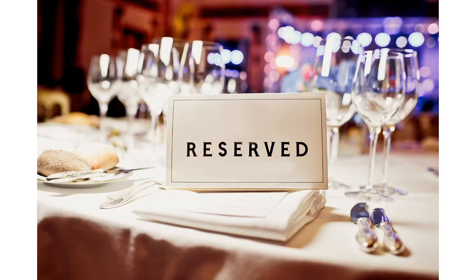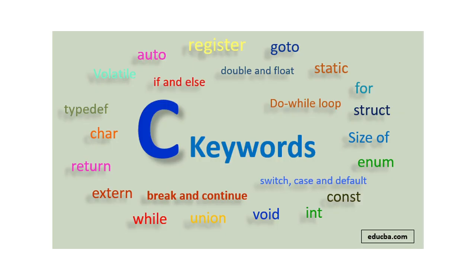If you go to any hotel, you will see some tables marked as reserved. What does that mean? You cannot sit at the table because it is reserved for someone else. Similarly, C keywords are reserved words. Each C keyword has a specific work. For example, for is used to write a loop. If else is used to make a decision. Return is used to return values from a function. While is used to write a loop. So you cannot use these keywords anywhere except for their specific task.